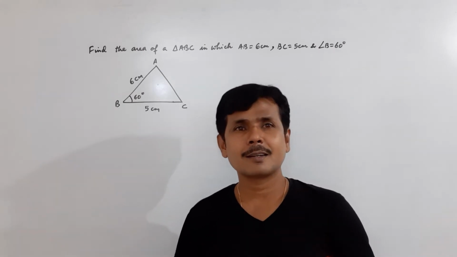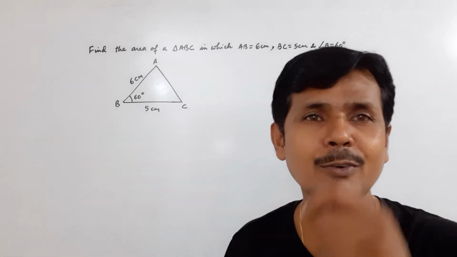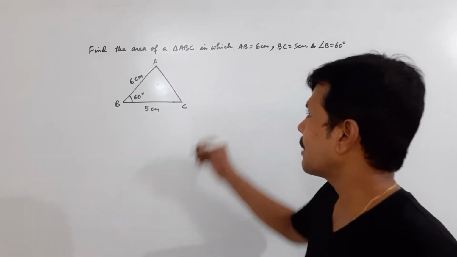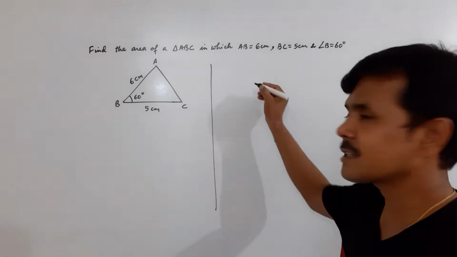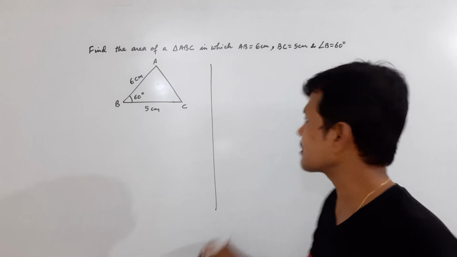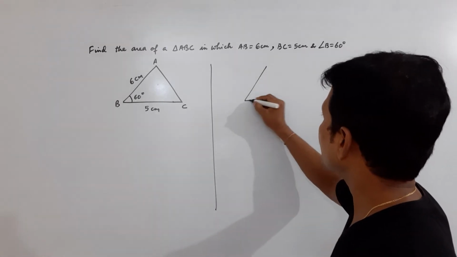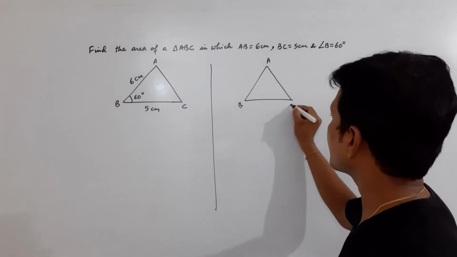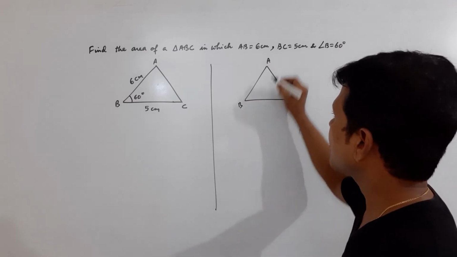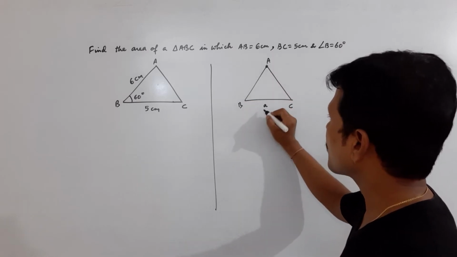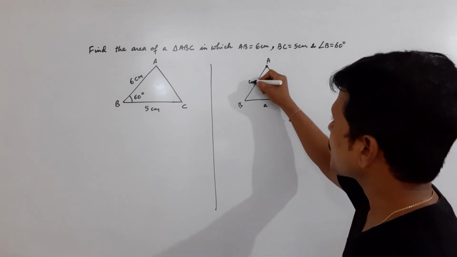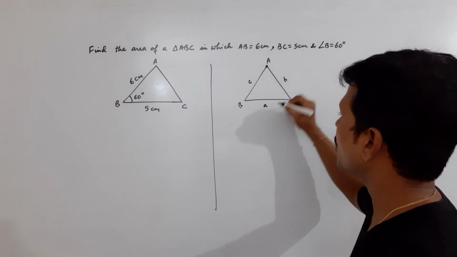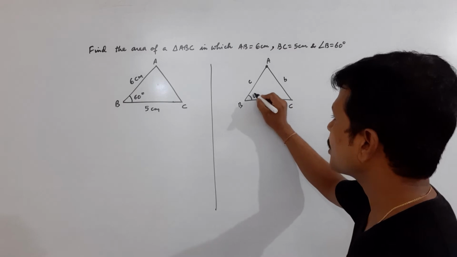Let us derive a formula first of all here. I am leaving the question aside. Let us derive a formula for such questions. See, suppose this is a triangle ABC. You know that this side is equal to small a, this is equal to small c, and this side is equal to small b. Suppose this angle is given to you, theta.